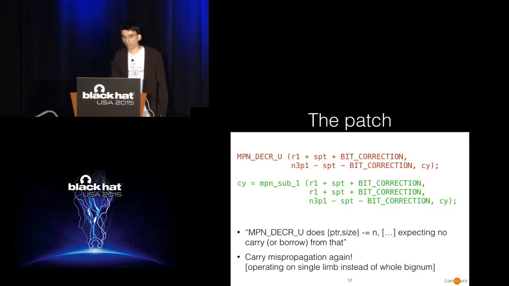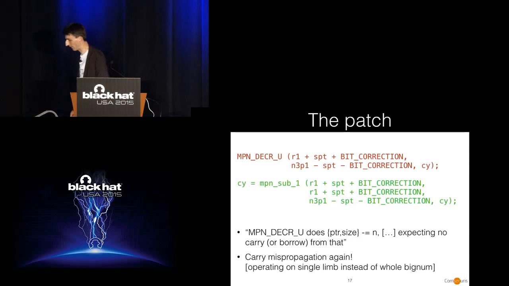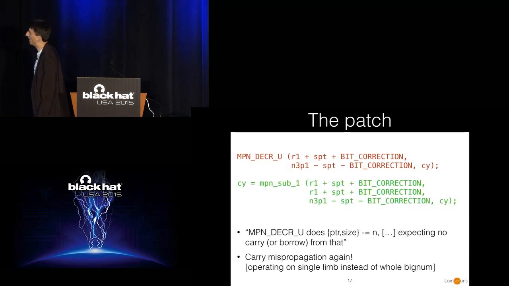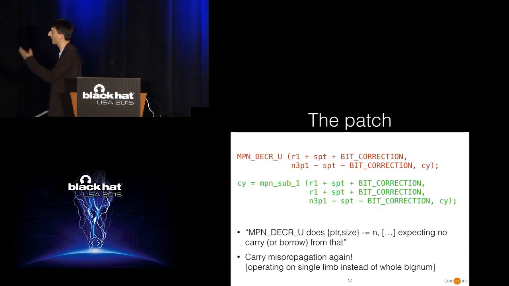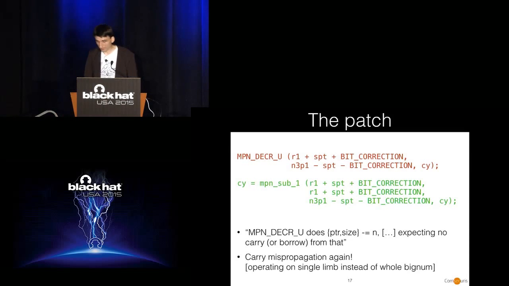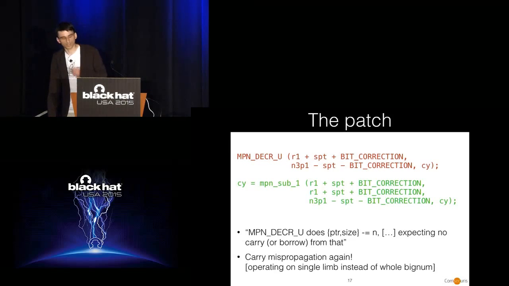And when you look at the functions that are used here, this mpn decrement macro is actually an assembly instruction on x86, and what it basically just does is a subtraction without any carry or borrow. The fix is to not use this carryless macro, but to use the proper BigNum routine, the mpn sub. So again, we see it's carry mispropagation. They operated on a single limb instead of a whole BigNum.